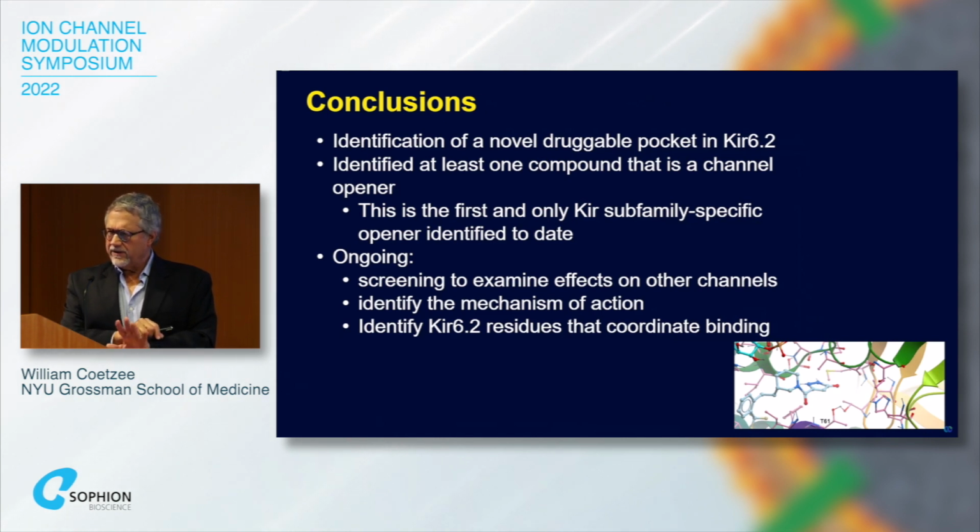We really want to look at the mechanism of action of what's going on here, and also really try to mutate some of these residues that coordinate binding. And another thing that we started on as well is to really start targeting Kir6.1, looking for potential openers of Kir6.1, because I think therapeutically that could be more interesting than 6.2.